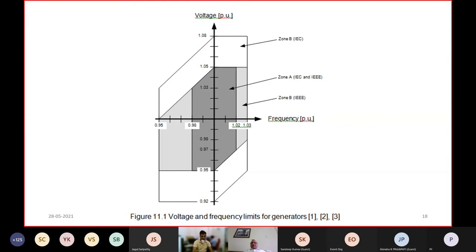This is the voltage and frequency capability of the generator. As yesterday also we discussed, usually up to 105% generators can operate continuously on the voltage scale. On the frequency side, yesterday again we had mentioned 47.5 on the lower side, that is 95%, and 103% on the higher side, that is 51.5.